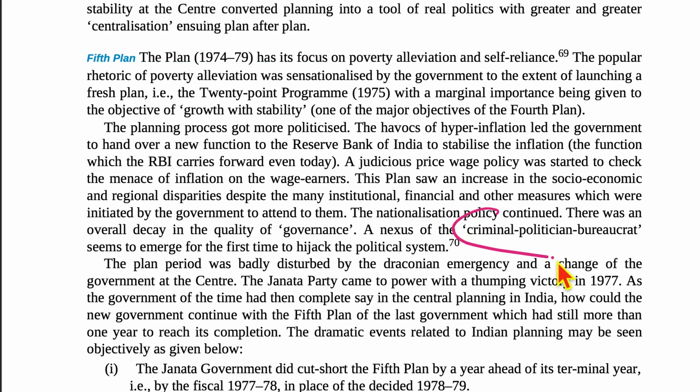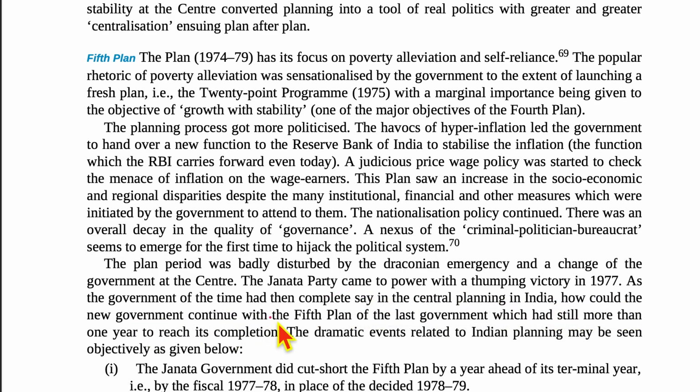A nexus of criminal, politician and bureaucrats seems to emerge for the first time to hijack the political system. The plan period was badly disturbed by the draconian emergency and a change of the government. The Janata Party came to power with a thumping victory in 1977, and the government of the time then had the complete say in central planning in India.